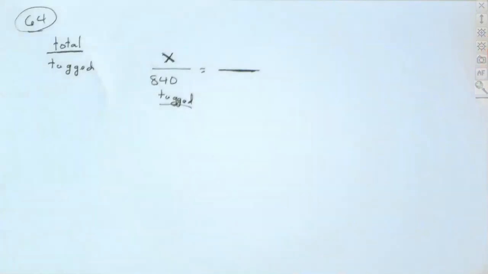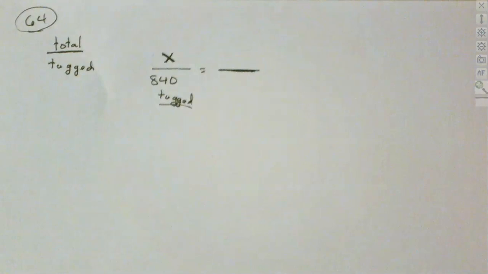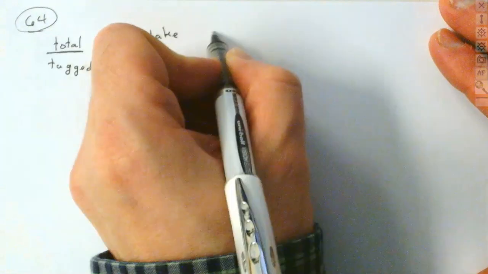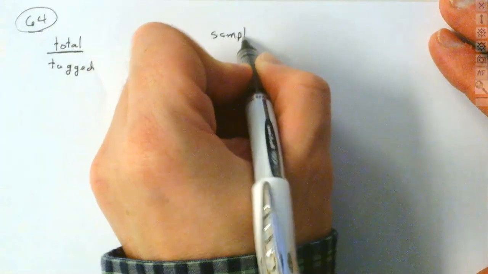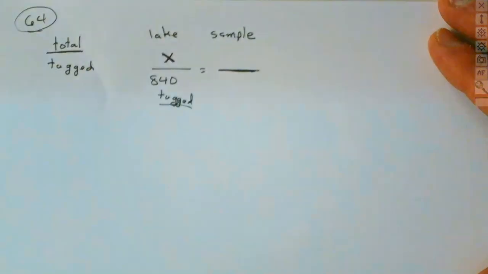So there are a total of an unknown amount of fish in this lake, and I took 840 of them out, and I tagged them, and I released them. Now I go back. Okay, this is going to be the lake here. This side's the lake, and this one's going to be the sample. Then I went back and I sampled. How many fish did I sample?